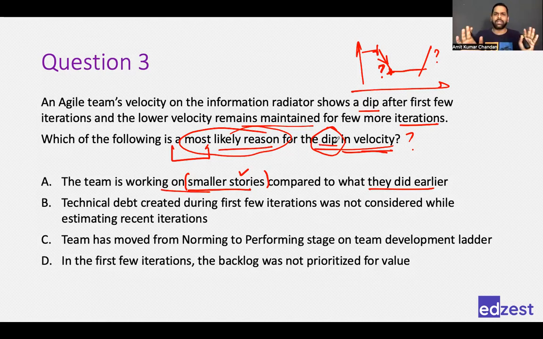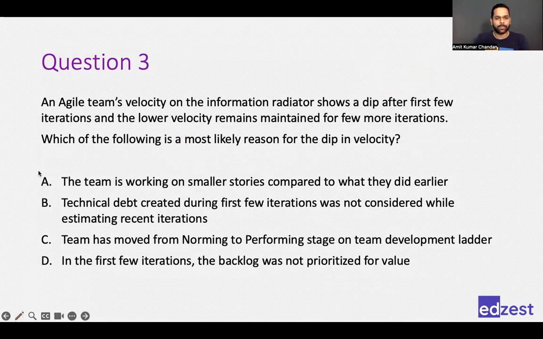If at all, they would complete the same number of story points, maybe more number of user stories, but that does not tell us why there would be a dip. So we'll eliminate this. Right? Then we will go to option B. Technical debt created during the first few iterations was not considered while estimating recent iterations.